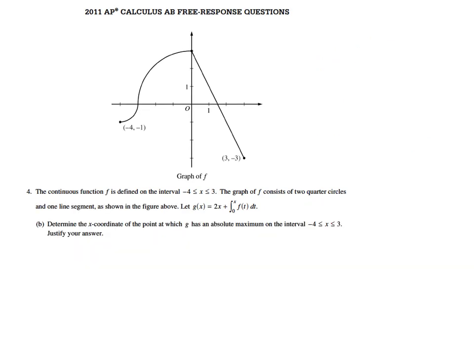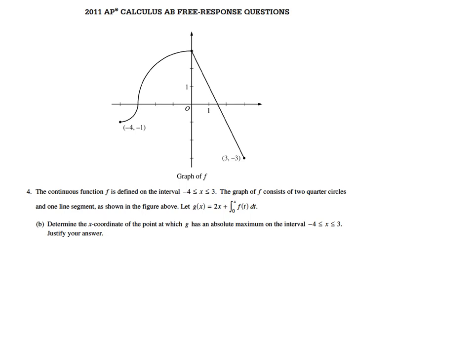In part B, we want to find the x-coordinate of the point at which g has an absolute maximum on the interval, and then of course justify our answer. Make sure you read the directions carefully. Whenever they ask you to justify, include a justification or an explanation. We know that typically, to find an absolute maximum, you want to find the derivative and find the critical numbers.